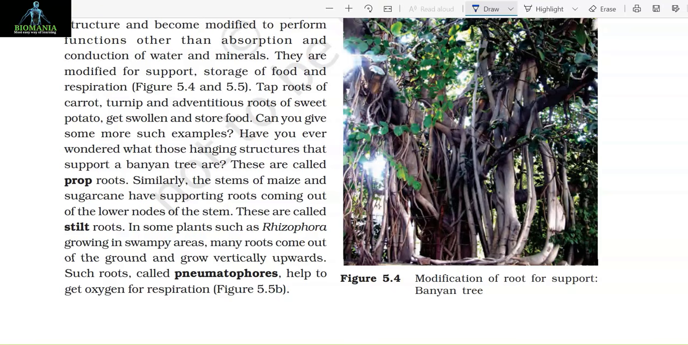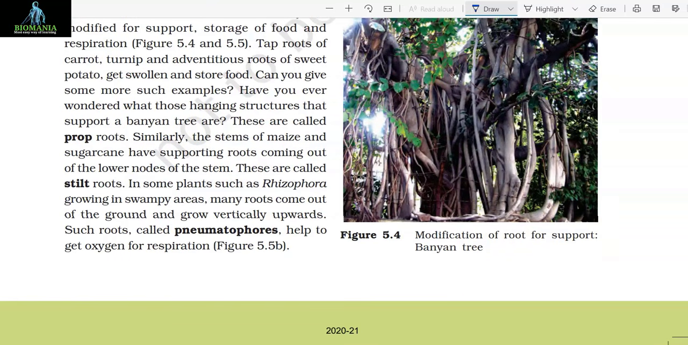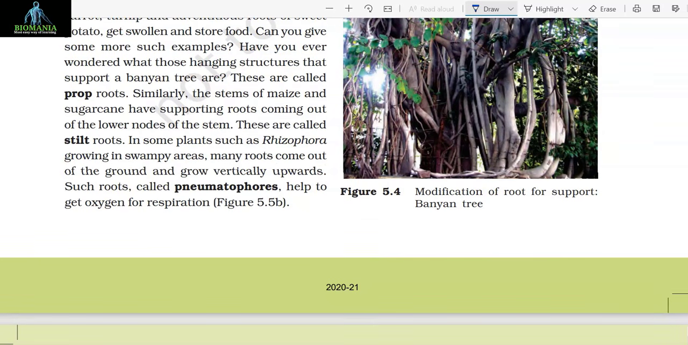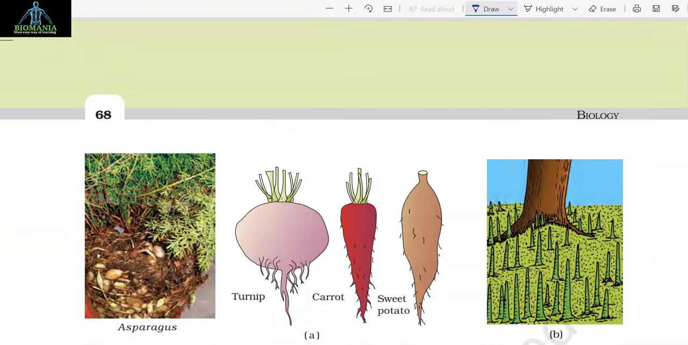Have you ever wondered what those hanging structures that support a banyan tree are? These are called prop roots. Similarly, the stems of maize and sugarcane have supporting roots coming out of the lower nodes of the stem. These are called stilt roots. In some plants such as Rhizophora, growing in swampy areas, many roots come out of the ground and grow vertically upwards. Such roots, called pneumatophores, help to get oxygen for respiration.